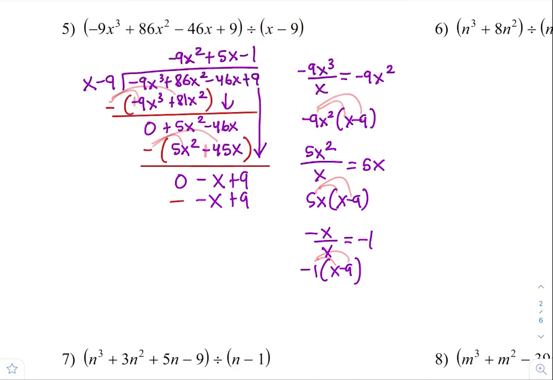Which is perfect because once you subtract this from each other, notice they are the same. So negative x is now going to be a plus x, right? That's 0. And then 9 minus 9, because negative times a positive is negative, so 9 minus 9 will give you 0. So what's your answer? Negative 9x squared plus 5x minus 1.